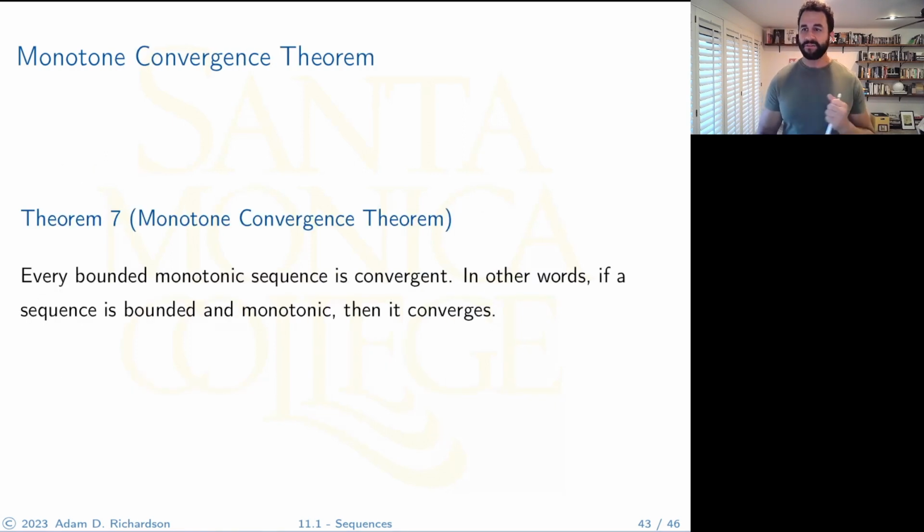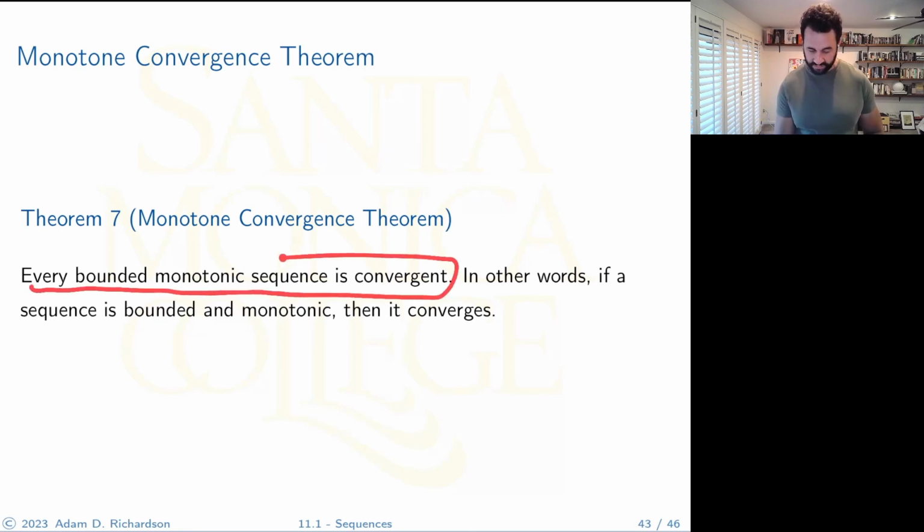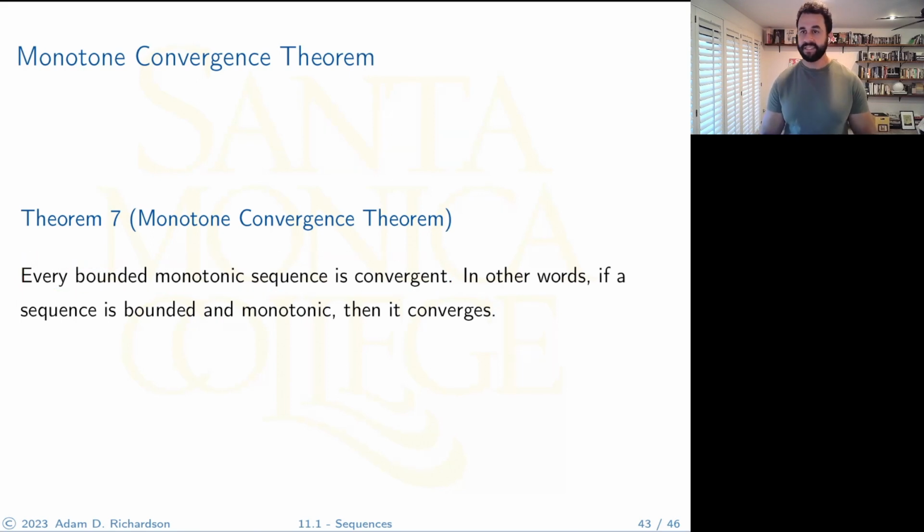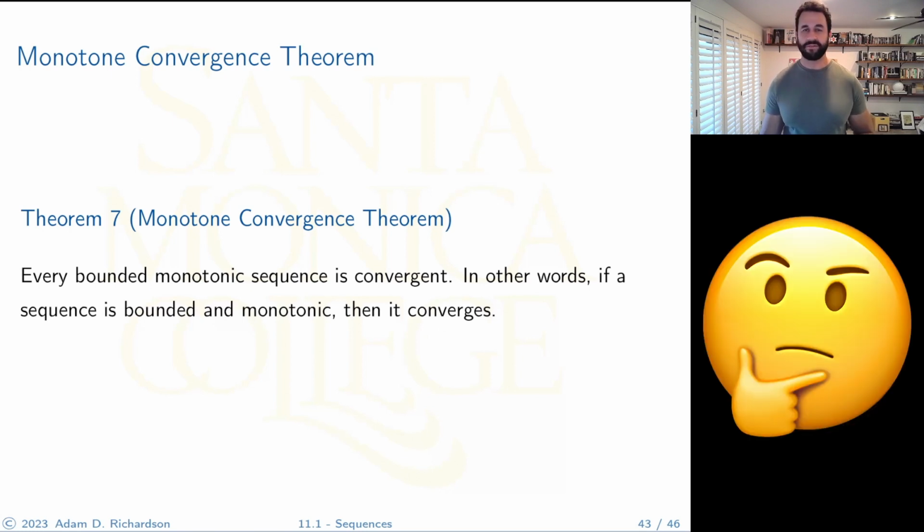All right. Now from this, we get this really important theorem, which is called the monotone convergence theorem. And it says this very simply: every bounded monotonic sequence is convergent. That's it. Very simple statement. Let me throw up the thinker for a minute. So ponder this for a minute and what it means. And then I'll say what's on the slides.